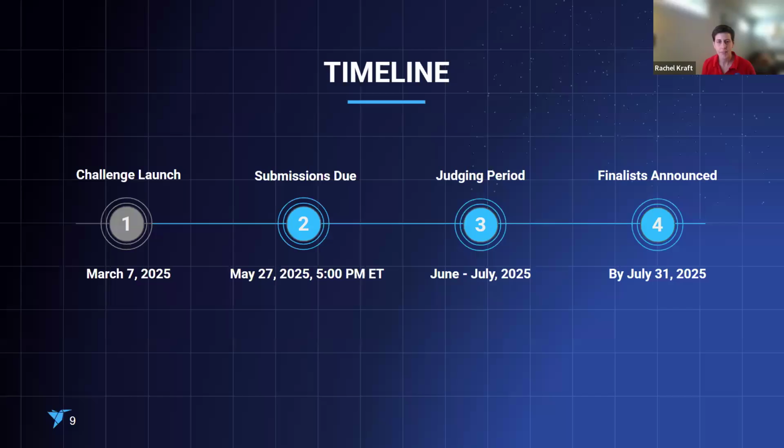And so on the next slide, if you can go back to that one, a little bit more about the timeline. So we did launch this in early March. We're hoping that gives folks a couple of months to get their design submissions into the competition by May 27th with a 5 p.m. Eastern deadline. Then there will be a judging period that Freelancer conducts in the summer months. And then we're hoping to have Freelancer in coordination with NASA announce the pool of finalists by the end of July.